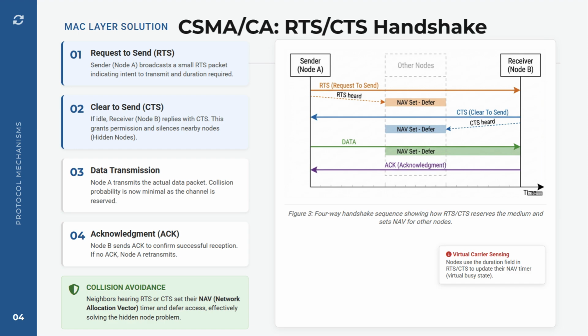Second is clear to send, or CTS. If the receiver, Node B, is ready to receive data, it sends back a CTS message. This message informs nearby nodes that the channel will be reserved for a specific time. Third is data transmission. After receiving CTS, Node A sends the actual data packet. Since other nodes have already been notified, the probability of collision is greatly reduced. Finally, Node B sends an acknowledgement, or ACK, confirming successful reception of the data. Nodes that hear RTS or CTS update their network allocation vector, also known as NAV, which tells them to wait until the transmission is complete. This process effectively helps avoid collisions in wireless networks.